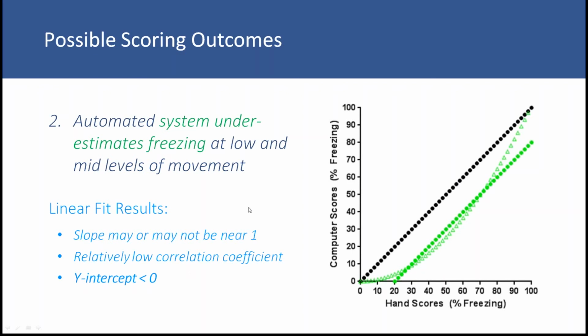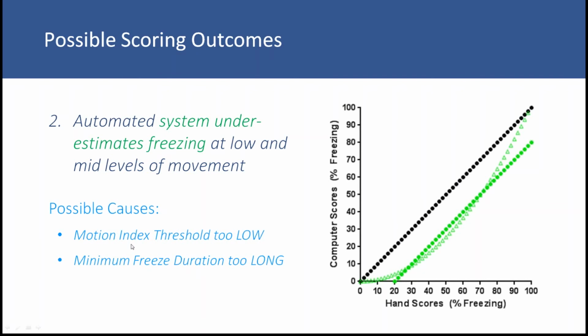So what can cause this? Again, in video freeze, we have the motion index threshold and the minimum freeze duration. If the motion index threshold is set too low or the minimum freeze duration is too long, both of those scenarios would lead to the system underestimating the freezing behavior. If the motion index threshold is too low, we might have the animal freezing, but the motion is above threshold, so it's not going to be counted as freezing. Or if the minimum freeze duration is too long, the animal may be freezing, but doing so in shorter bouts, so we're never reaching that temporal criterion to be counted as freezing. So either of those situations would result in an underestimation of behavior.